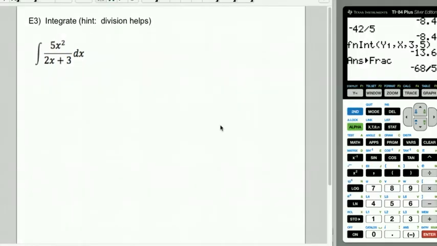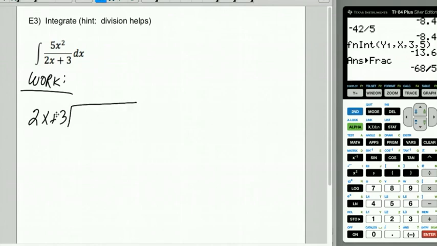So for example 3, we're asked to integrate 5x squared over the quantity 2x plus 3. So the hint is that division helps. Because the divisor, although linear is a 2x plus 3, it's not going to work well with synthetic division. The fractions become really frustrating in general, so I'm going to suggest that you use long division here. So this is a 2x plus 3, and then a 5x squared, and then nothing after that for right now.